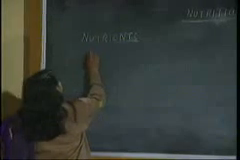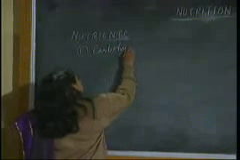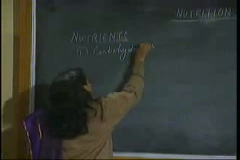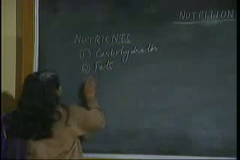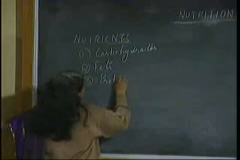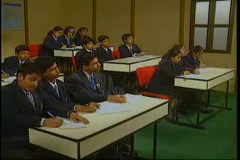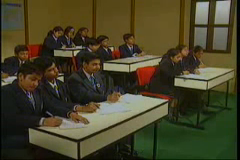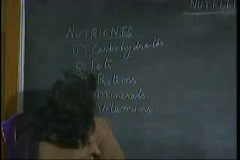Now, which nutrients are present in the food items that we are consuming? There are 6 in number. Number 1, carbohydrates. Number 2, fats. Number 3, proteins. Number 4, minerals. Number 5, vitamins. And number 6, water.